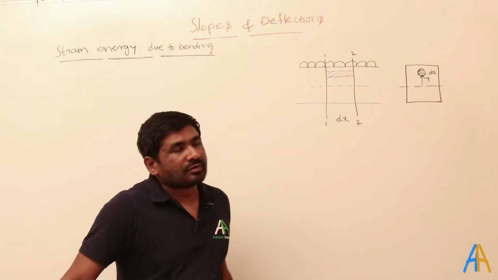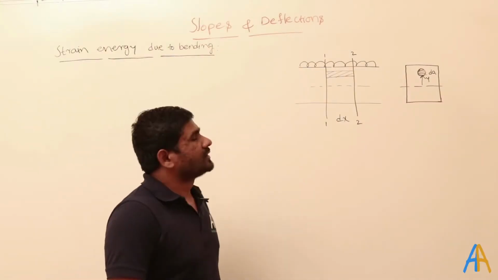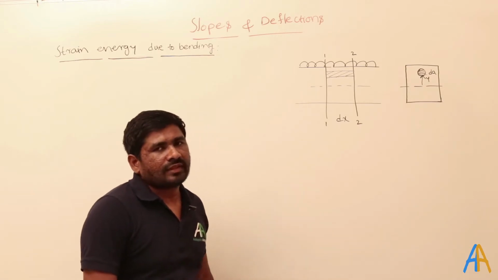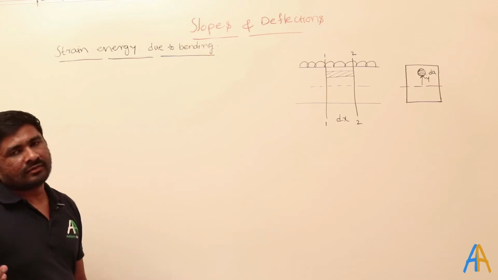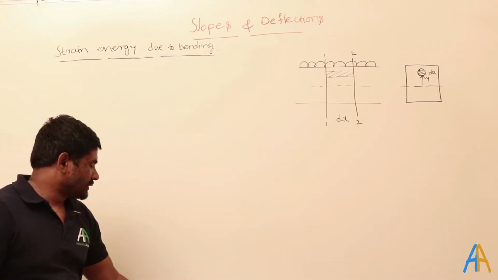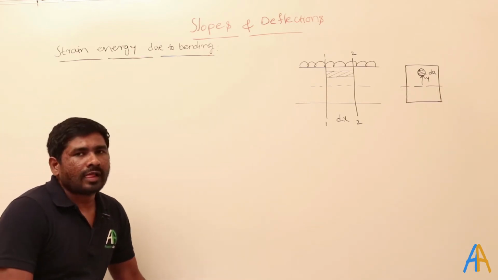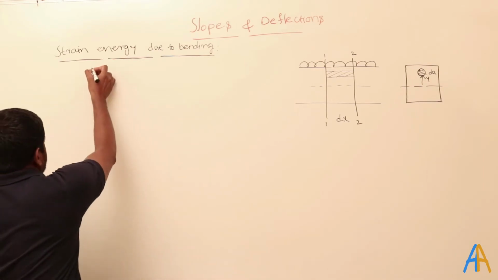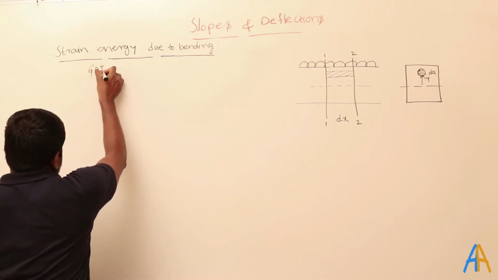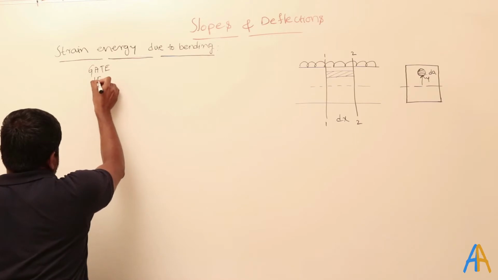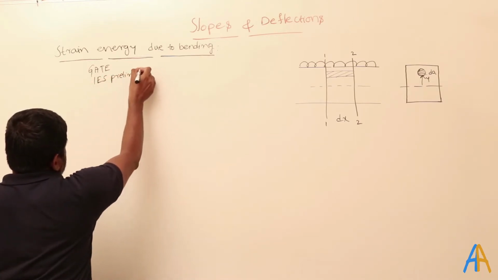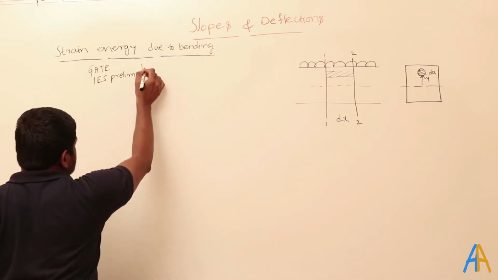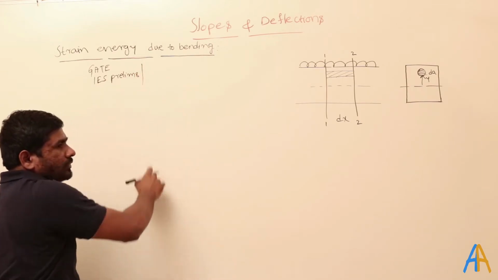The next important method is the strain energy method. This method is also very important, very easy and very important. Most of the time for the GATE and IES prelims, what are the methods that we need to use to find out the deflection based on the problem difficulty?